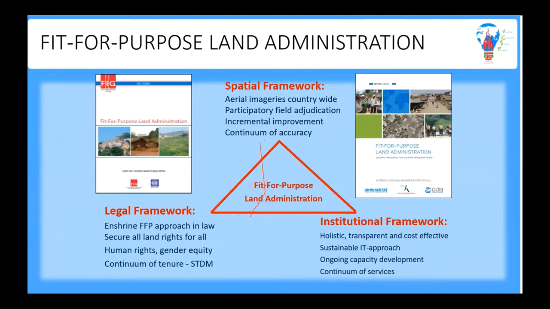Yes, I've mentioned the tools for GLTN, but what is really the background? Why are we developing these tools? The reason is to answer the question, how do we make land administration sustainable, affordable, and more participatory for the people to really benefit? So we're basing ourselves on this approach of fit for purpose, which is looking at the three aspects of spatial, institutional, and legal framework. So how can we re-engineer our tools, our technology, even the processes, so that the tools are more fit for the purpose of what we need to do at country. So that's been our background.